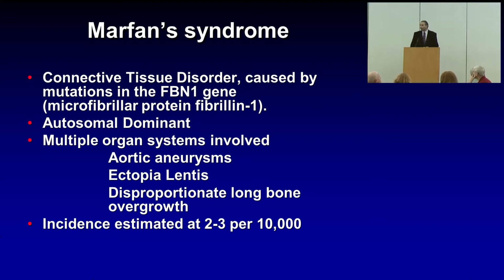The three primary areas of concern that we deal with mostly from a cardiology standpoint are aortic aneurysms. Of course, there are a lot of eye manifestations of the disease, considered one of the main manifestations, also ectopia lentis, and there is disproportionate long bone growth. So those are probably the main features that most people can identify with Marfan syndrome. Incidence, as we talked about, is estimated at about 2 to 3 per 10,000.